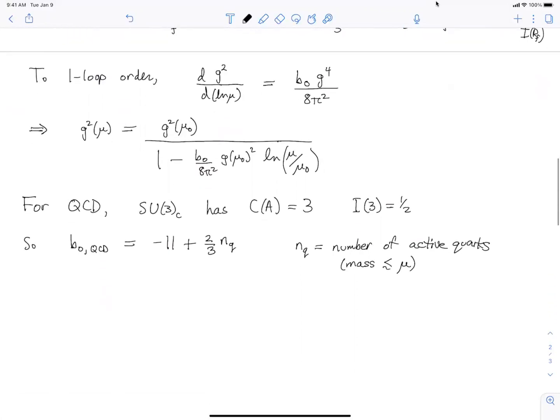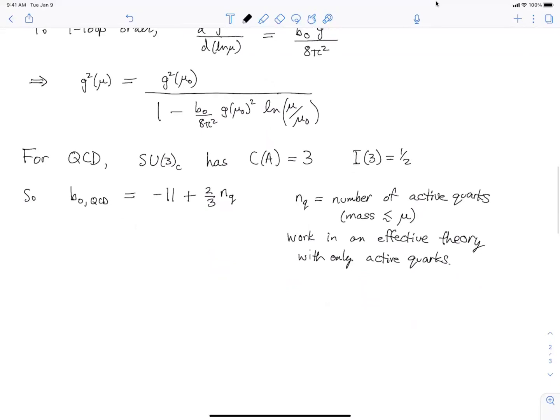Okay, so typically we work in an effective theory where the only quarks are the active quarks. So you just ignore the other quarks on the grounds that they're too heavy to affect anything.